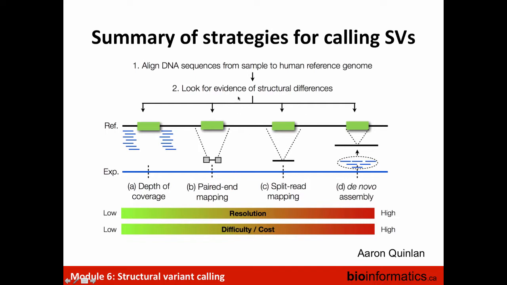The paired end and the split read methods kind of go together, with the split read bringing you even closer to the breakpoints. And then ultimately you in theory have the de novo assembly, which is a perfect resolution at some level, but it's quite challenging. And it's not just that it's challenging, it's that it makes mistakes as well. Having a perfect assembly using short reads is very difficult.